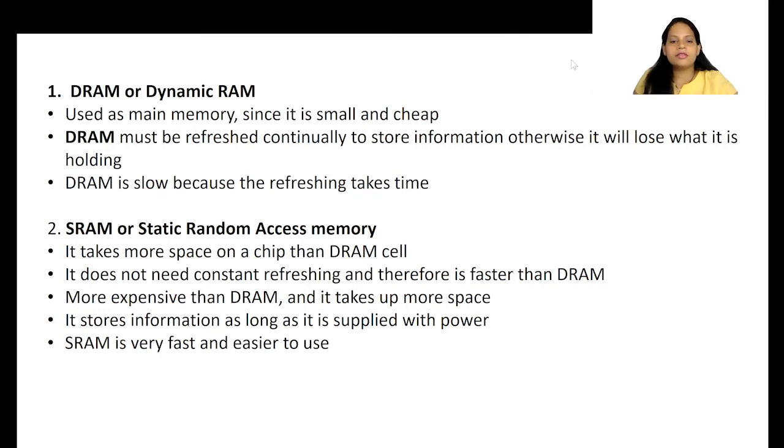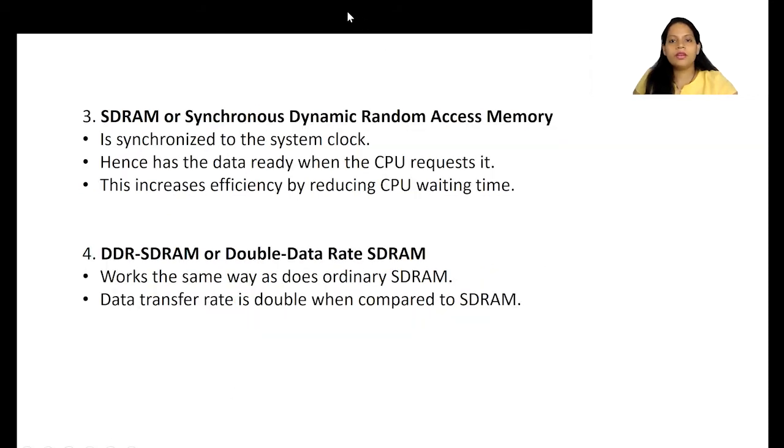So let's go to the next slide and see the other two RAMs. The third one which we have is SDRAM or synchronous dynamic random access memory, which is synchronized to the system clock. Okay, system clock, you all know what that is. So it works along with the system clock, hence has the data ready when the CPU requests it. This increases efficiency by reducing CPU waiting time.